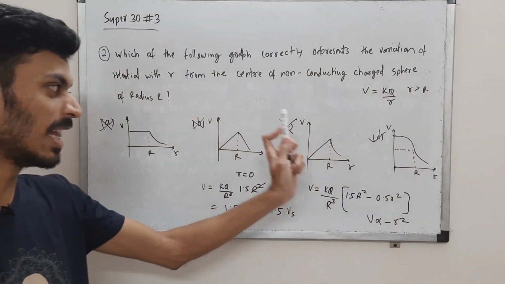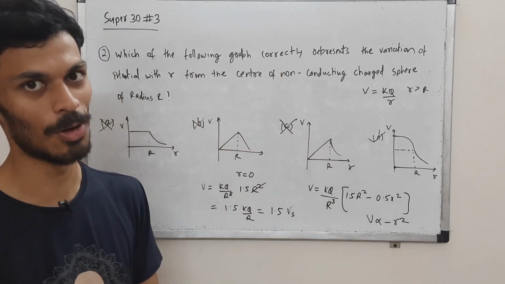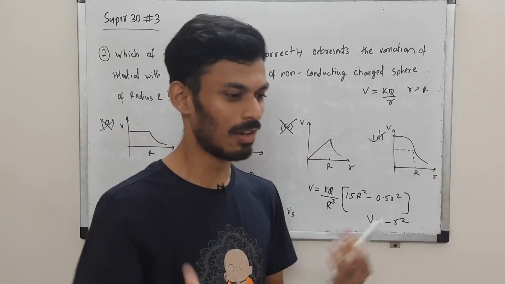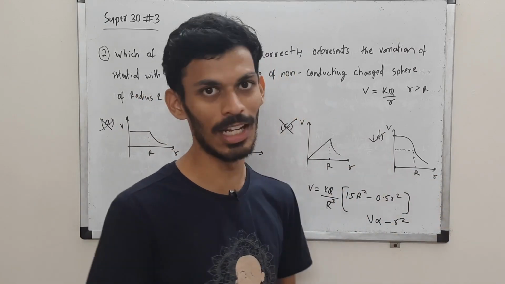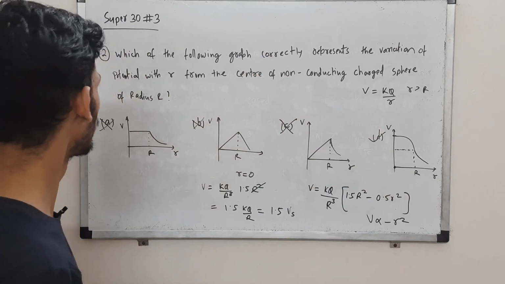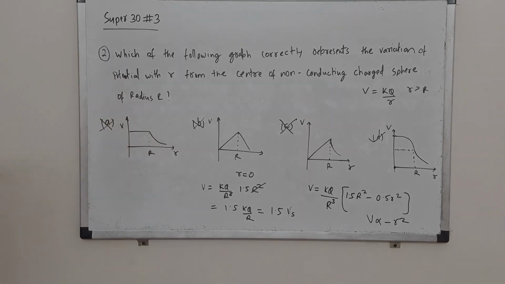This is the graph of electric field versus r. Electric field increases linearly for a solid non-conducting sphere. For potential it is somewhat like this. You can also relate it with the gravitational potential of a solid sphere, if you know. Anyways, that's question 2 for you. Let's move to the next question.